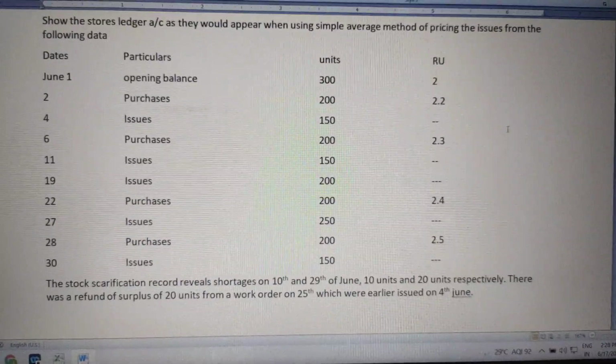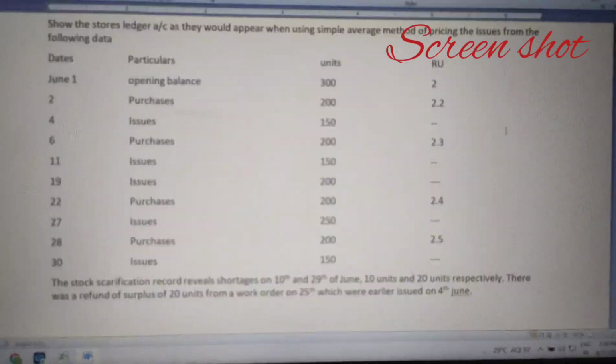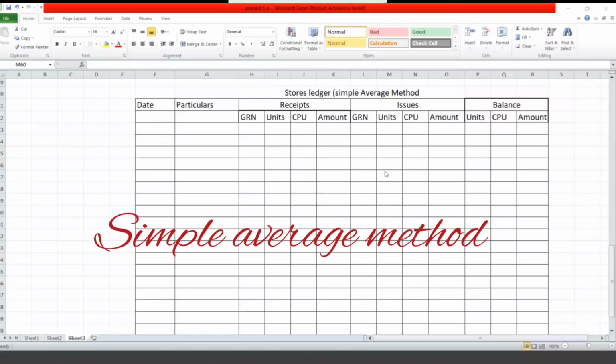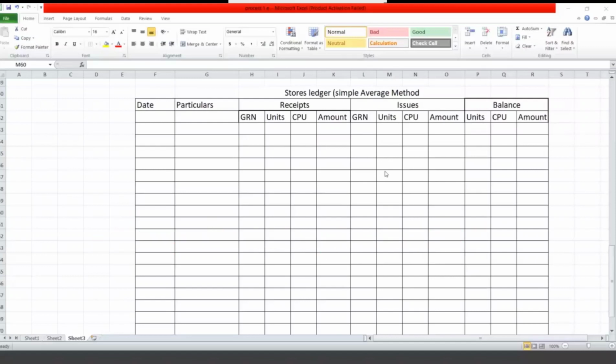Let's see the question first. You checked the question, right? Let us solve this problem. We are doing it with the simple average method. So we will do the average of the cost per unit and then we will be issuing. Okay.